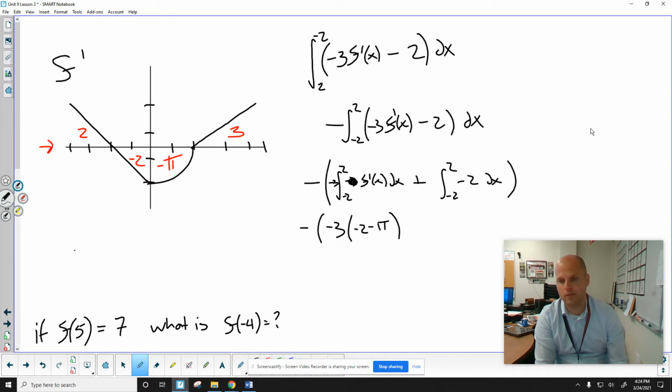Here, the integral from -2 to 2 of -2. That's a width of 4, a height of -2. Okay, right? You can either take the antiderivative and then plug in 2 and plug in -2, or you could just find this area, which ends up being -8.